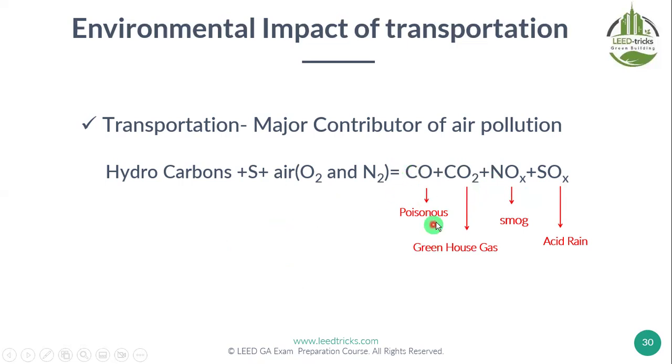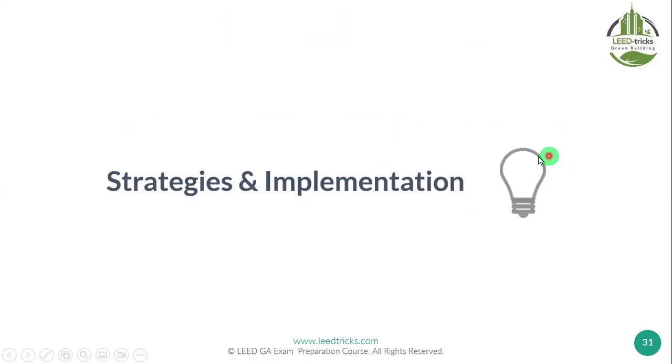So CO is a poisonous gas. This is all we call greenhouse gases. Based on the reaction from hydrocarbon, HC plus sulfur plus air, which is oxygen and nitrogen, it will give us these components. Now we know what the greenhouse gases are.